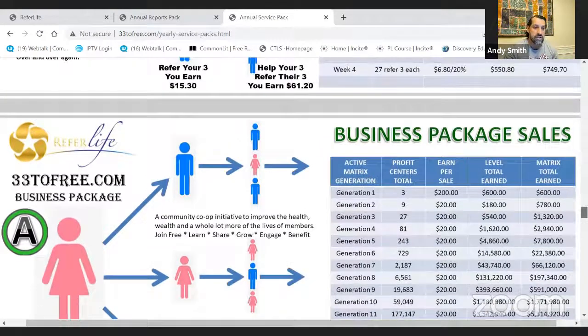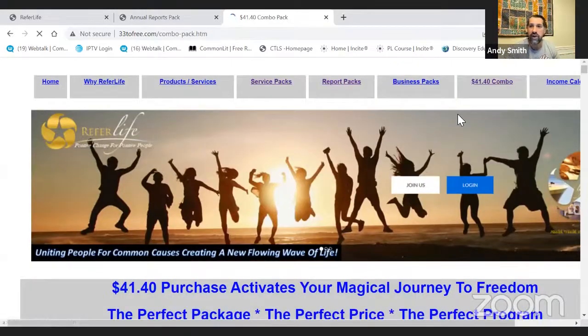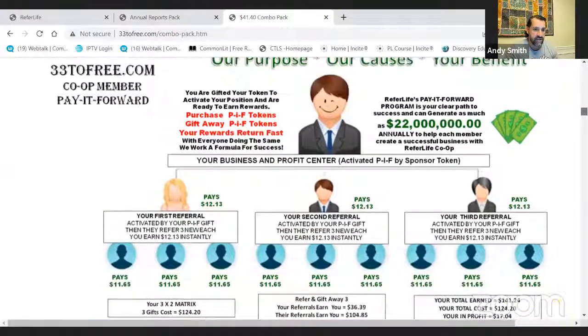Okay, so how does that work? Let's look at the 41.40 combo, because I want you to see how this works. We showed it, but I also want people to see it. What happens when people pay their 41.40? On these first 3 people you're going to get $12 each, so that's $36. One more down below gets you 11, and now you've made your money back. Okay.